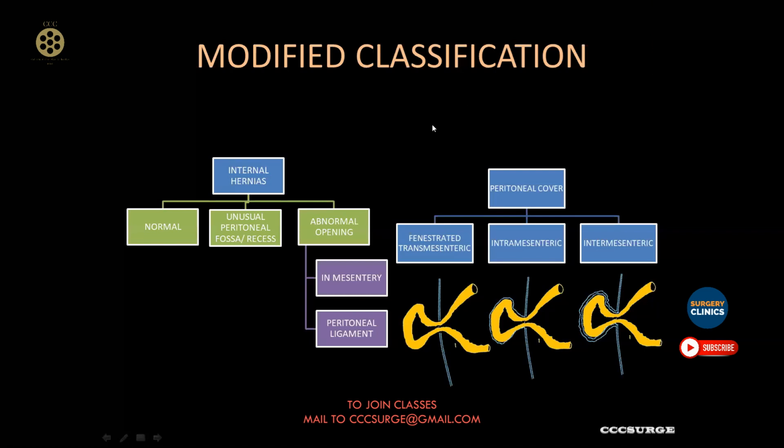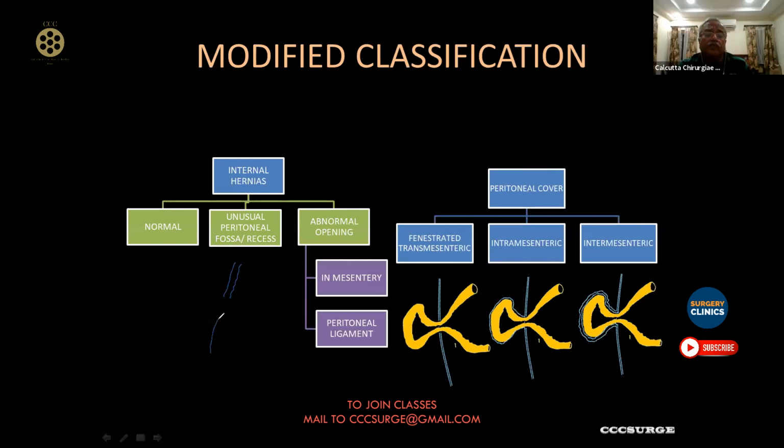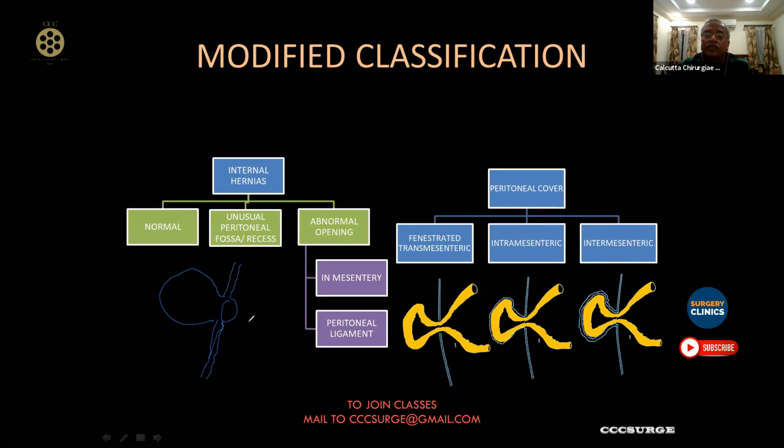Let me draw a portion of the peritoneum then. Okay, so two layers of peritoneum. Now you can either have one layer forming the sac, not two layers. There was a gap out here in one of the layers of the peritoneum, and you have one layer of peritoneum. That is called intra-mesenteric. Okay, intra. In the other scenario, you have both layers of the peritoneum going. So that is an intermesenteric.